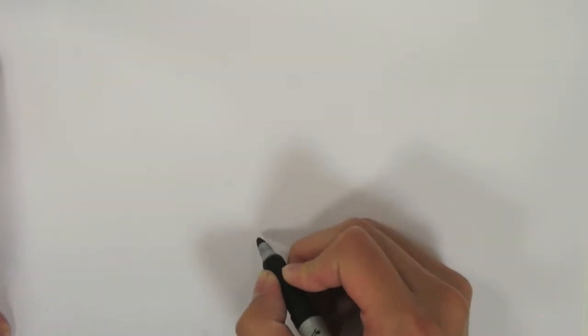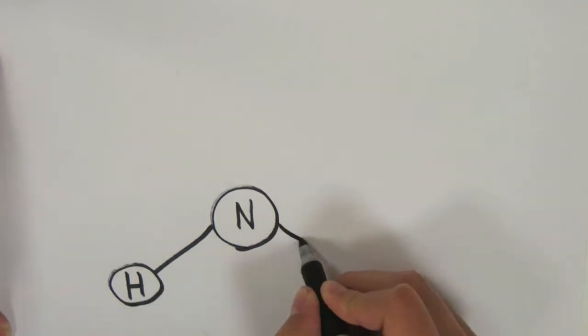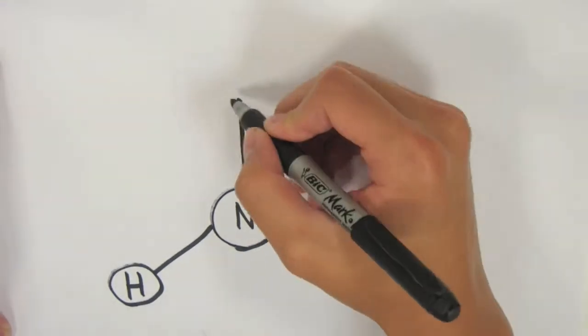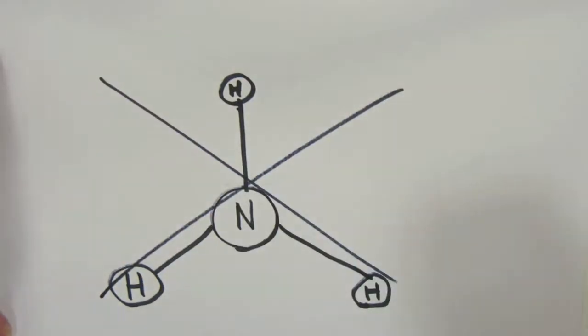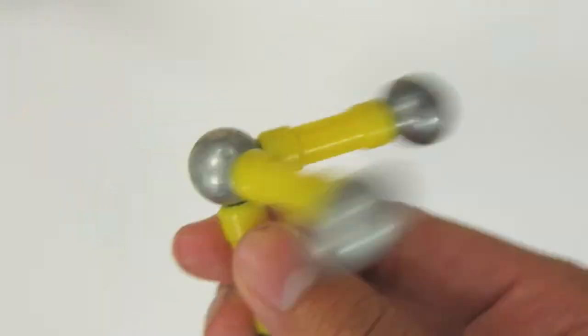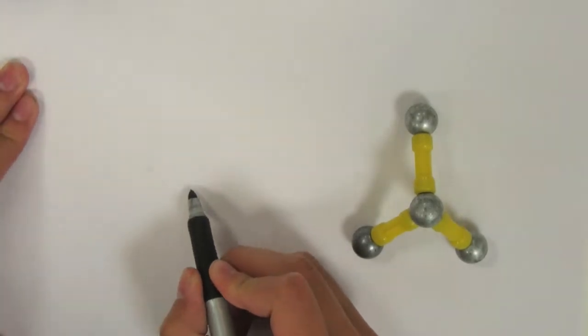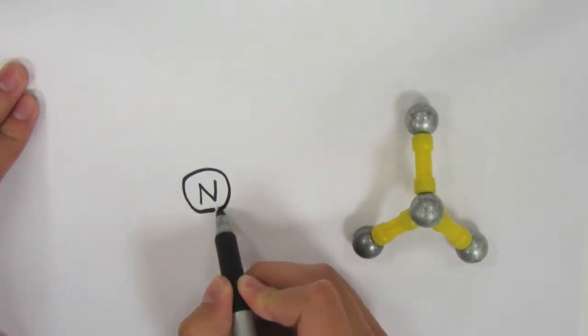Ammonia, or NH3, has 3 hydrogens bonded to the central nitrogen atom. So you might think, hey, there's 3 atoms, so it must be trigonal planar. But no, you're wrong. Ammonia actually looks something like this. In order to determine the geometry, you want to focus on the number of electron pairs, whether they be bonding pairs or lone pairs. Consider the valence shell of nitrogen.